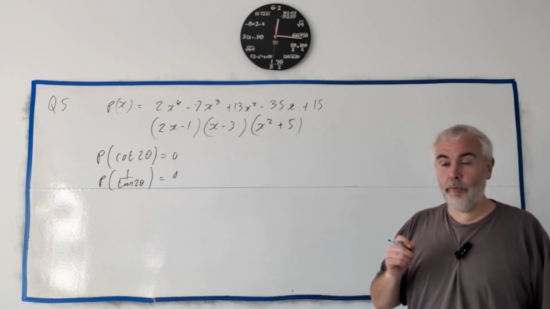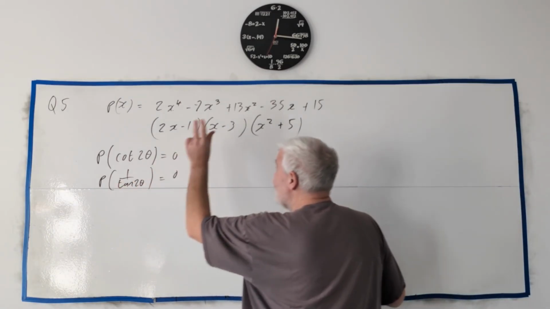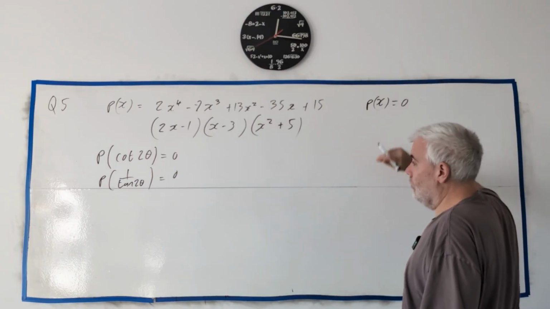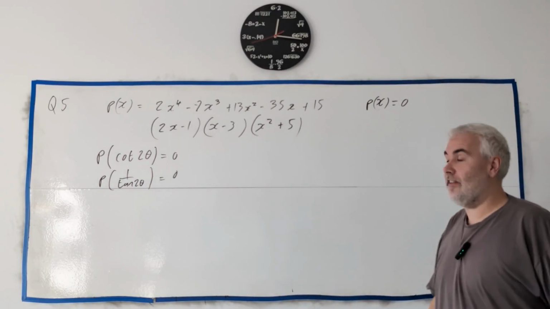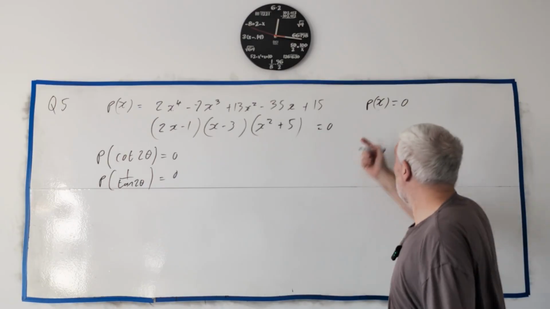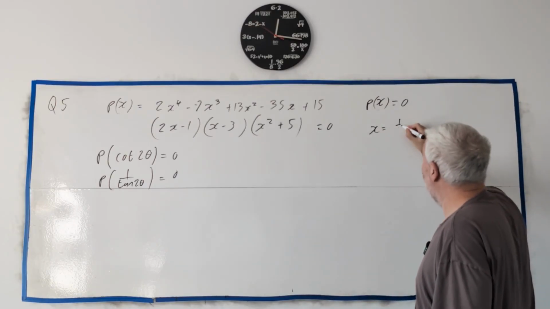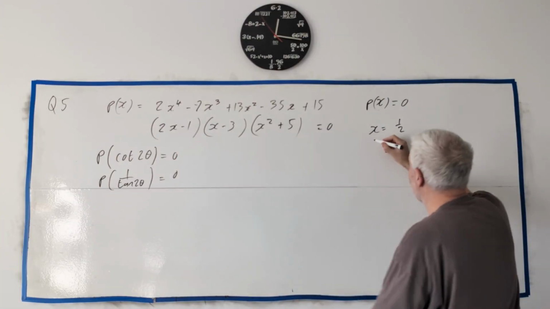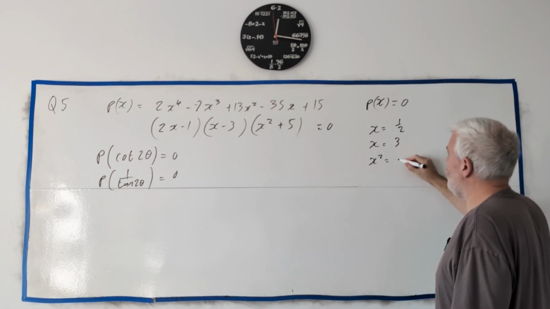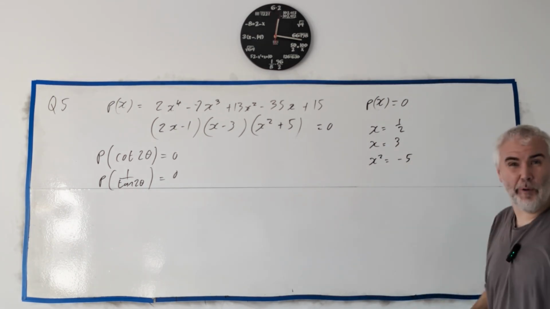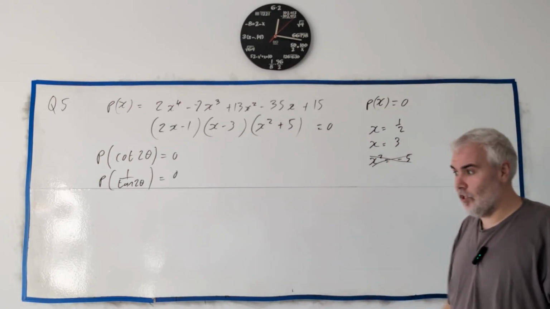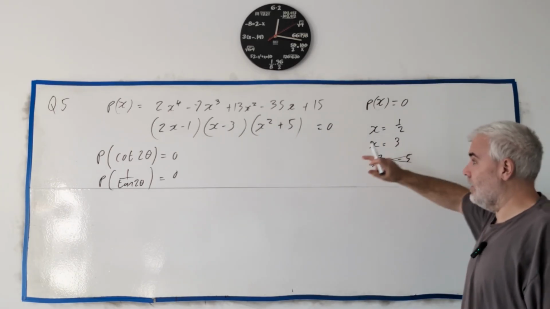What they want you to notice at this point is that the answer to this is the same as the answer to P of x equals 0. Just replace x with 1 over tan theta. And when this equals 0, all 3 of these equal 0. So we know the answer to this: x is equal to a half. Sometimes it's x is equal to 3, or it's x squared is equal to minus 5. And this one here has no answer. There's no answer to x squared equals a negative number. So that one's gone. So there's only really 2 options in this.